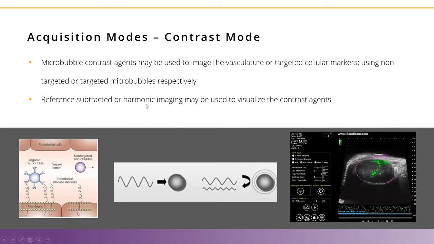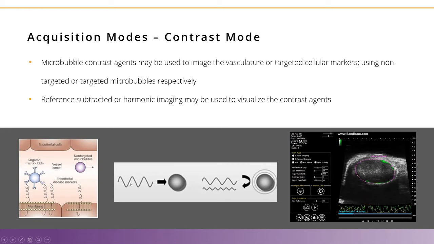Another way to visualize the contrast agent, which is a little bit more specific to the contrast agent itself, is called harmonic imaging. If we take a look again at the sound wave, which is transmitted from the transducer, it hits the microbubbles, and the same frequency of sound will be reflected. That's how we're going to do the reference subtracted image. It's actually a B mode based image analysis. However, when the bubbles begin to oscillate, they're also going to send back a harmonic of that sound frequency, so basically double the frequency of the sound.